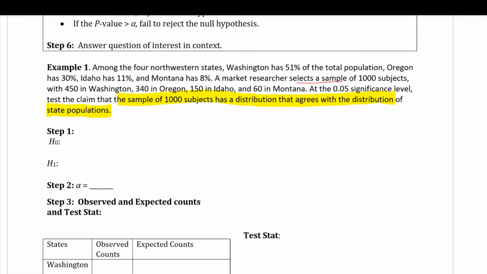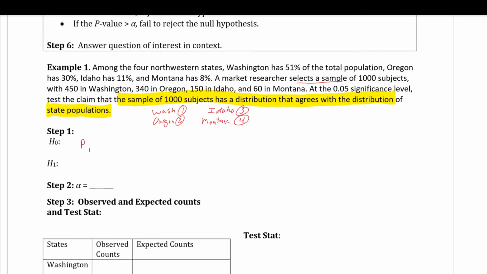We're not sure where this market researcher selected a sample from, but we're trying to see if this sample has the same percentages as what it's believed to be, which is stated in the first sentence: the 51%, 30%, 11%, and 8%. All right, so let's go with the null hypothesis. We're talking about a distribution, and this distribution has certain proportions. We'll call Washington 1, Oregon 2, Idaho 3, and Montana 4.